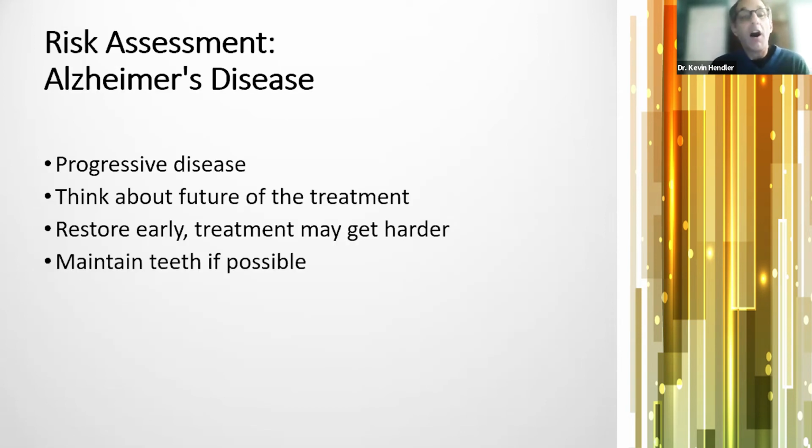Alzheimer's disease, the risk assessment and things you want to know before you treat somebody with Alzheimer's. It's a progressive disease. The disease gets worse, we know that, and you want to think about what the future is going to be. Oftentimes, it's going to be more difficult to treat people with Alzheimer's disease.